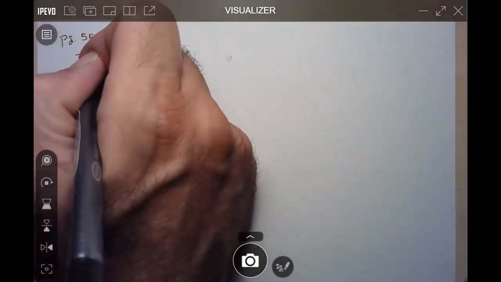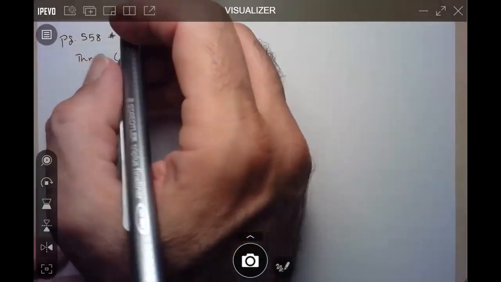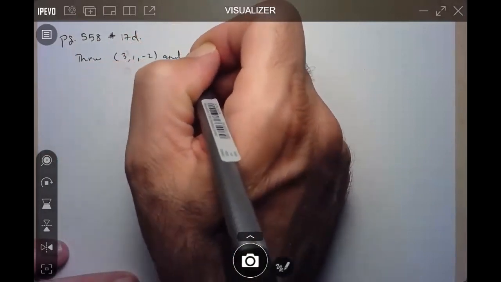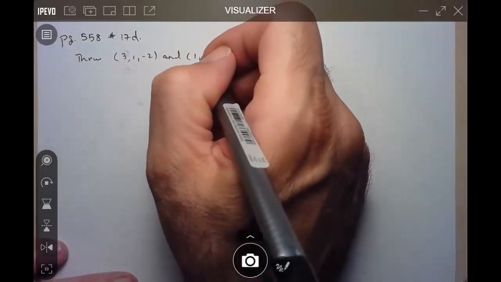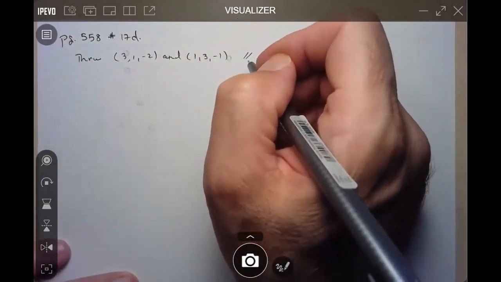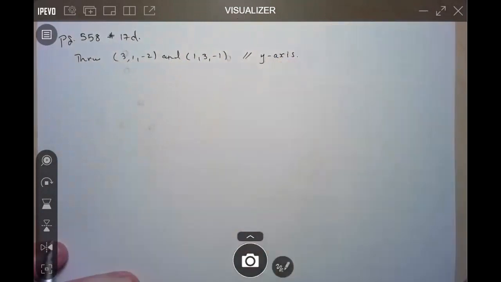Determine a Cartesian equation for each of the following planes. Here it's going to be through the points. They give us 2 points: 3, 1, -2, and let's see the other one here, 1, 3, -1. And it has to be parallel to the y-axis.